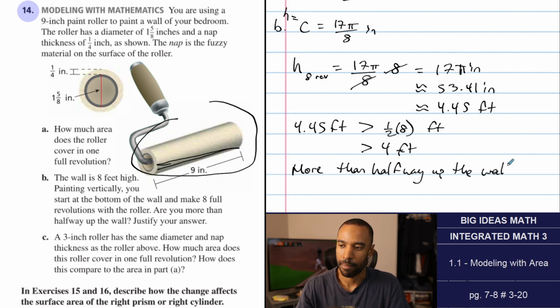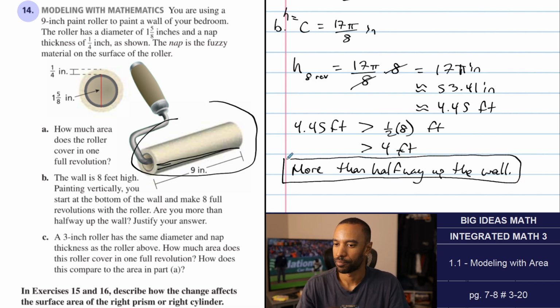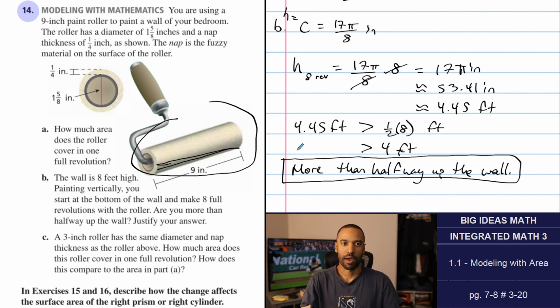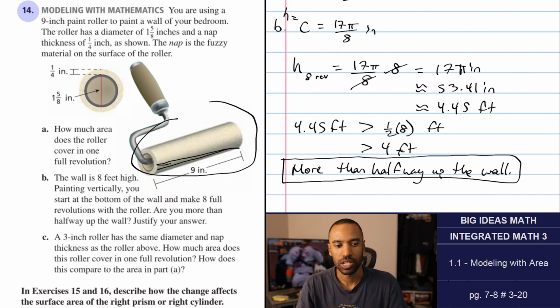I justified it mathematically. I don't need to explain more after that when I show all the math on it. Okay, that's probably the best way of going about that. Again, the 9 inches had nothing to do with that portion. Part C. A 3-inch roller.